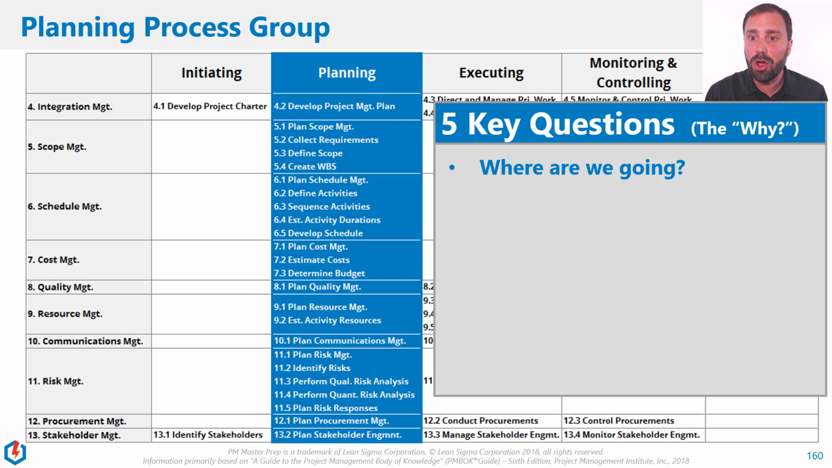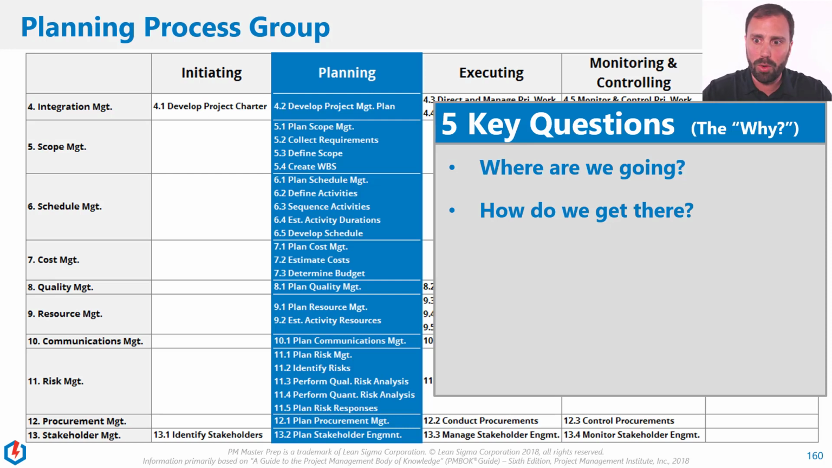So the 5 questions that define why for this planning process group are, first, where are we going in this project? The scope could be anything. What is the actual scope that we want to achieve? So where are we going in this project? That's a key question. How do we get there? Meaning, what is the schedule? What are the actions that we're going to take? We're going to define the pathway forward.